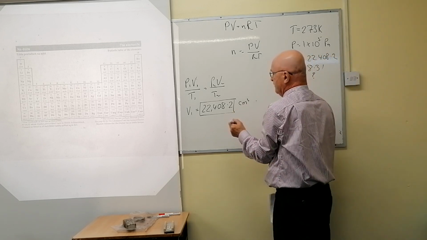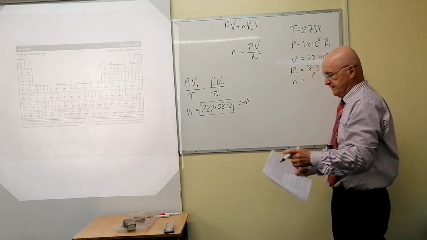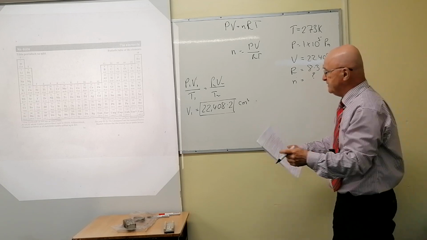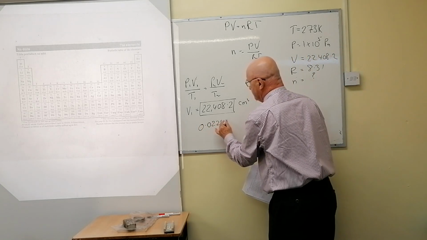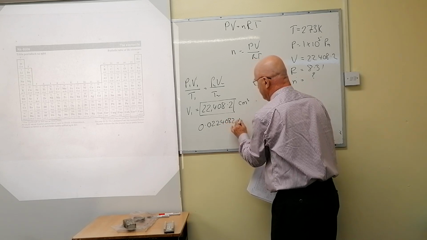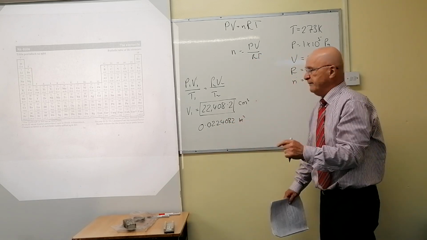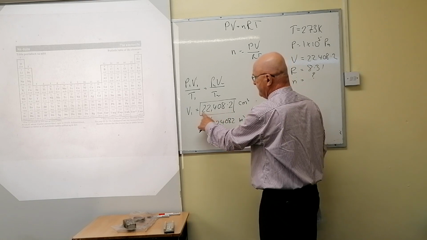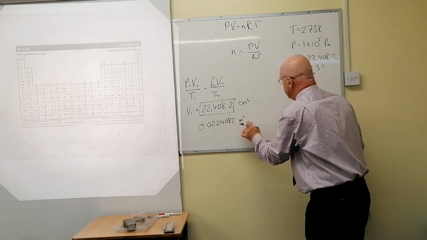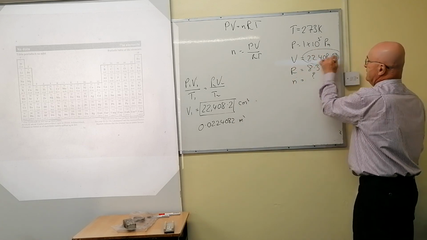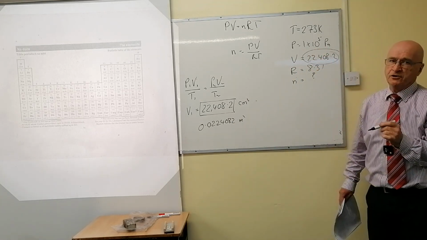That's equal to, you have to convert that into meters cubed. Are you okay with that? You have to convert to meters cubed. That would be 0.02248082 meters cubed. You divide by 10 to the power minus 6, or move the decimal point 6 places. Are you okay with that? Use scientific notation if you want, that's fine. Be careful, please, will you? I think that's all I need to caution you with.